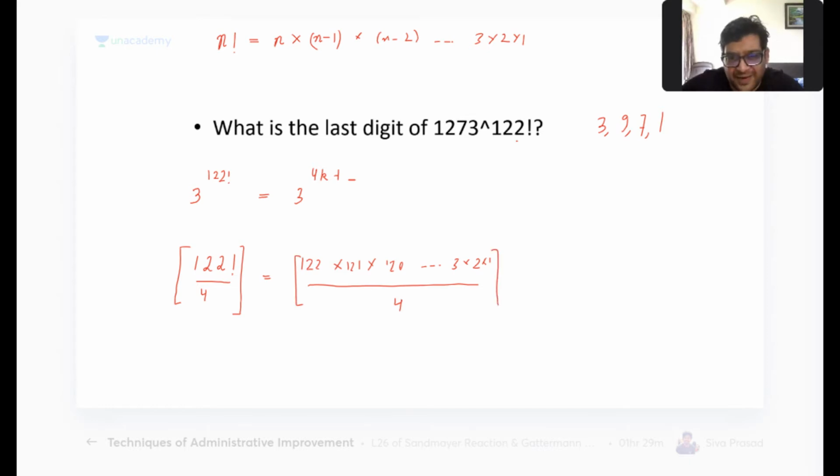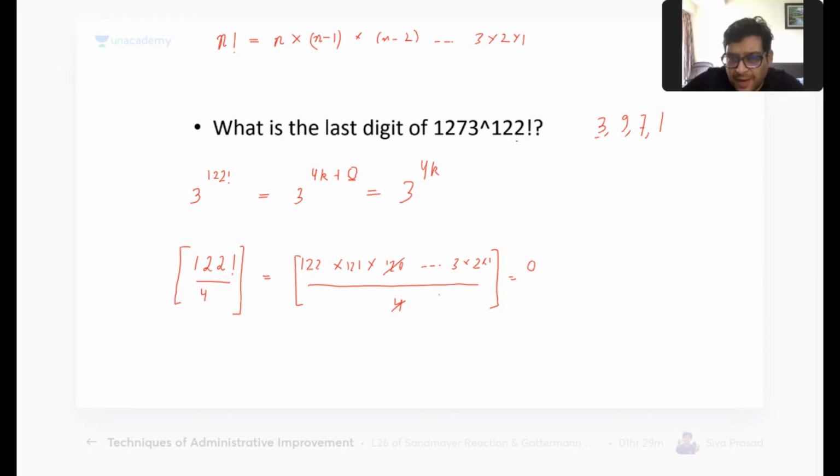Well, fairly simple and fairly straightforward. Since 120 and 4 will cancel out, your remainder is going to be 0. That means the number that you have is of the format of 3 to the power of 4k plus 0, or in simple terms, it is 3 to the power of 4k.